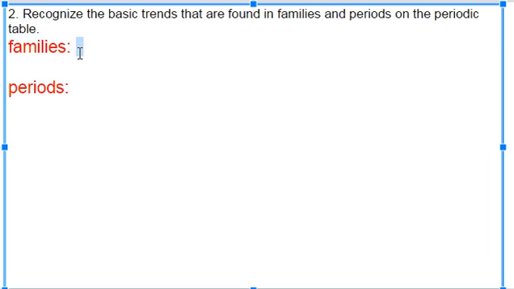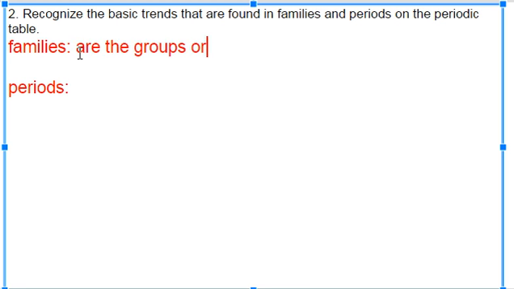Okay, so this chapter is all about trends. And objective 2 says recognize the basic trends that are found in families and periods on the periodic table. So first of all, families run which way? Up and down or back and forth? Up and down. They're the columns.